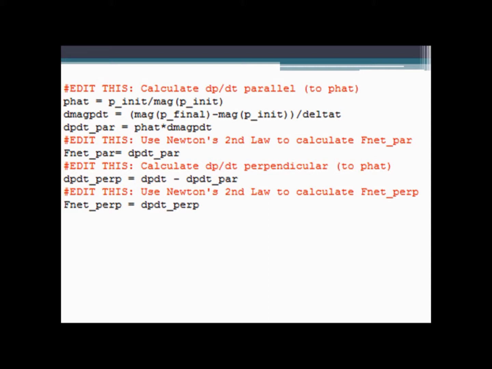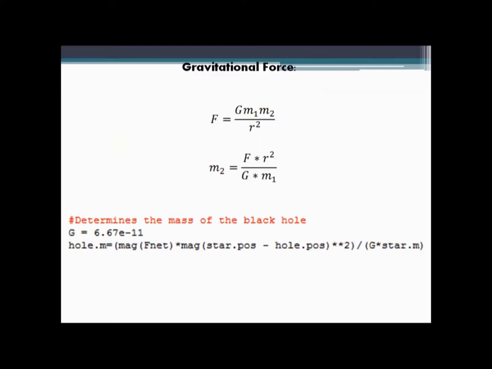The next component we need to find is the perpendicular component, which is found by subtracting the parallel component of the net force from the net force. The net force can be decomposed into two components, and if we add the perpendicular and the parallel components, we find the overall net force.